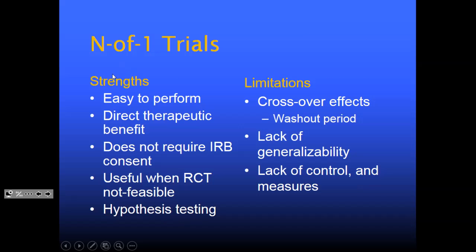So N of 1 trials are easy to perform. Does not typically require IRB consent, because you're not generalizing that to other populations. I want to treat this patient. Useful for when randomized controlled trials are not feasible. However, you've got crossover effects, which you're going to have that washout period required. Again, we talked about that. So between each treatment, I may want to wait 5 half-lives. So that means that the patient is not treated for those 5 days or 5 weeks. Lack of generalizability, lack of control.